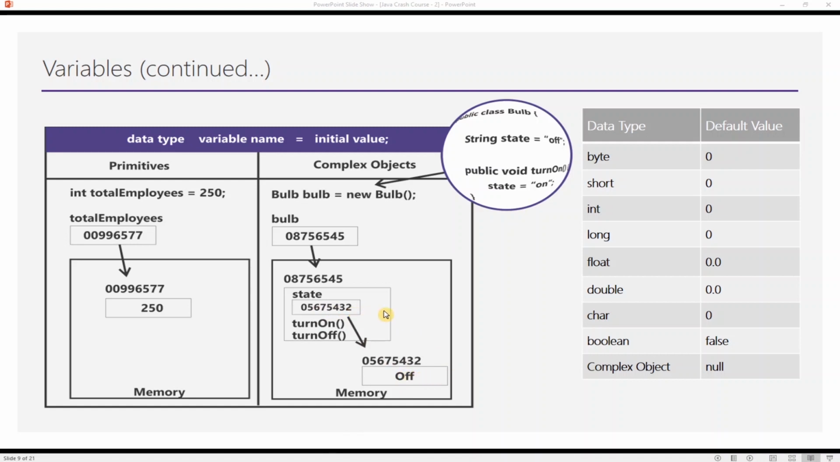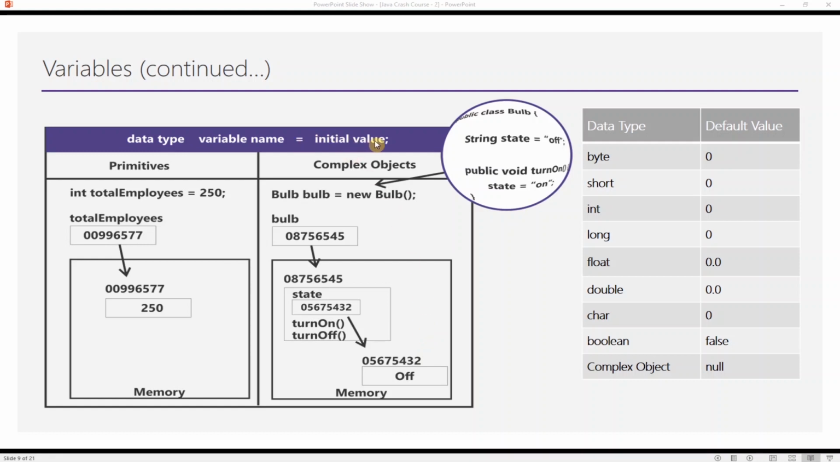It can be seen from the figure that the object bulb has only one field named state that holds a string value reflecting the current state of the bulb, but instead of storing this value directly within, it actually holds a reference to the memory that has this value stored. I hope that this illustration will help you to more easily understand this concept, and it will definitely pay off when we discuss classes and objects later in this course.